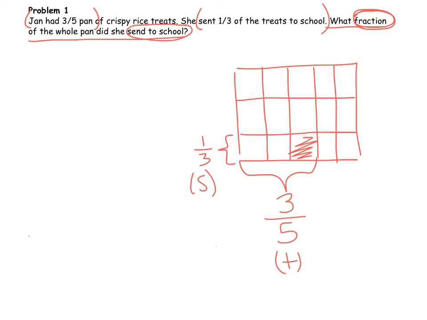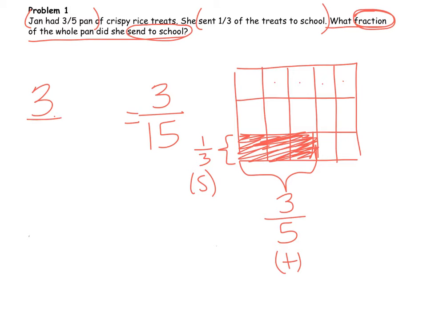If I stop here and I only go in the first row, I know my answer is going to be something with a 3. Well, how many total boxes are there? 1, 2, 3, 4, 5. 5 going across, 3 down. 5 times 3, it must be 15 is my denominator. So what I must have done is my total, which is 3/5 of a pan, times how much I sent to school. Numerators, 3 times 1 is 3. Denominators, 5 times 3 is 15.